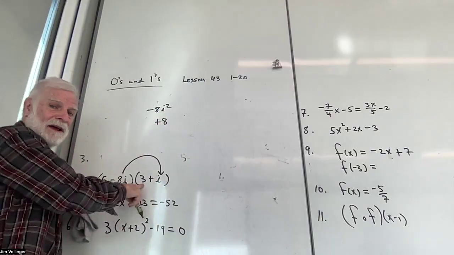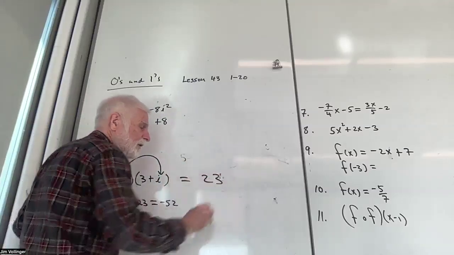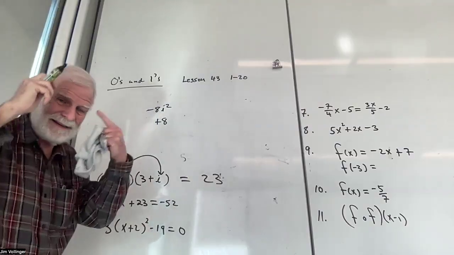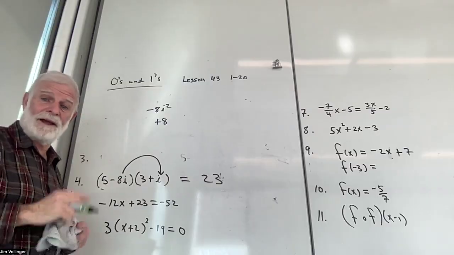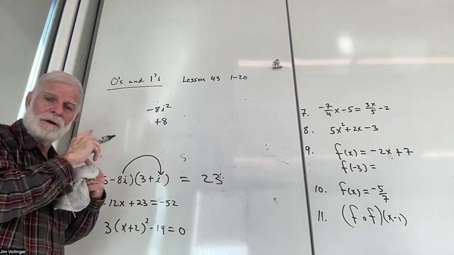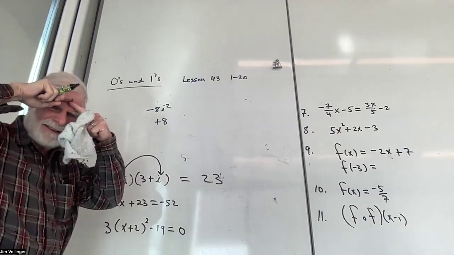And then you look at 5 times 3 and you say 15. 15 plus 8, 23. Good practice for synaptic connectivity. The more times you do that, the smoother the road through the brain from one synapse to the other.